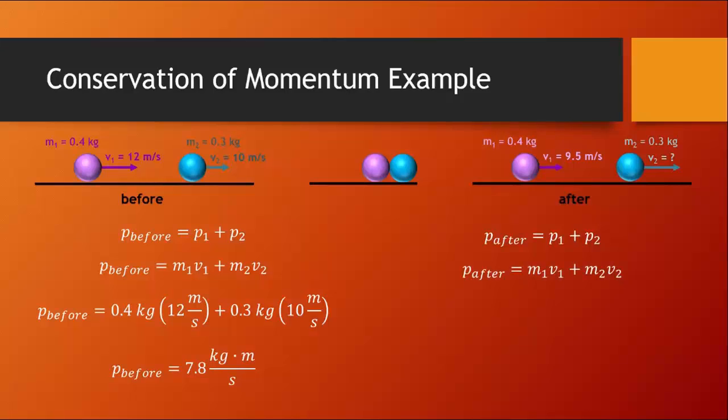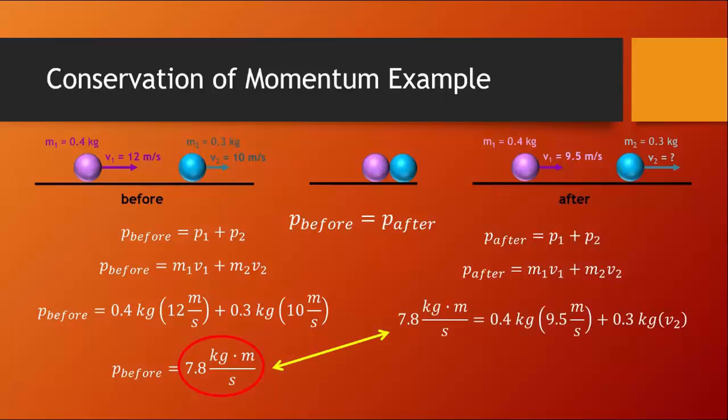Now, before we plug things in, let's remember the law of conservation of momentum. P before equals P after. So we can plug in a value for P after. It's just going to be the same as P before, 7.8 kilogram meters per second. Then we can also plug in masses that we know and the velocity of the purple ball, which was a given. If we solve for V2, we find that the blue ball, after the collision, is traveling 13.3 meters per second.